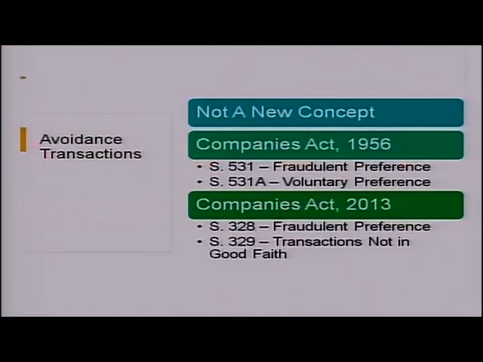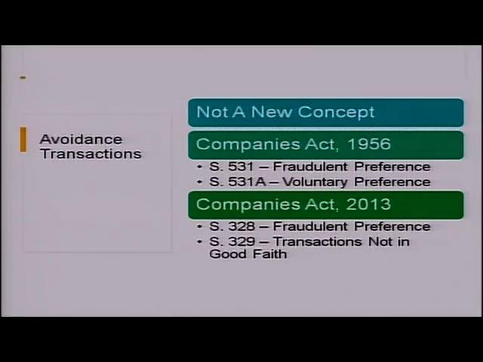Now, if we look at the next aspect, which is very important, and that is whether this concept is a new concept. Friends, this is not a new concept. Now, this has a genesis, of course, from the BLRC, but Companies Act 1956 already had a provision. If we look at the screen, we'll see that Section 531 of Companies Act 1956 talked about fraudulent preference.